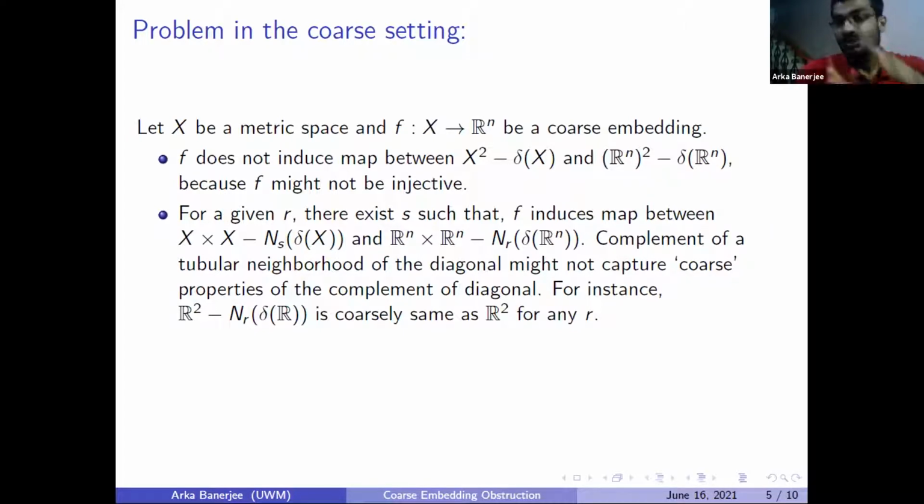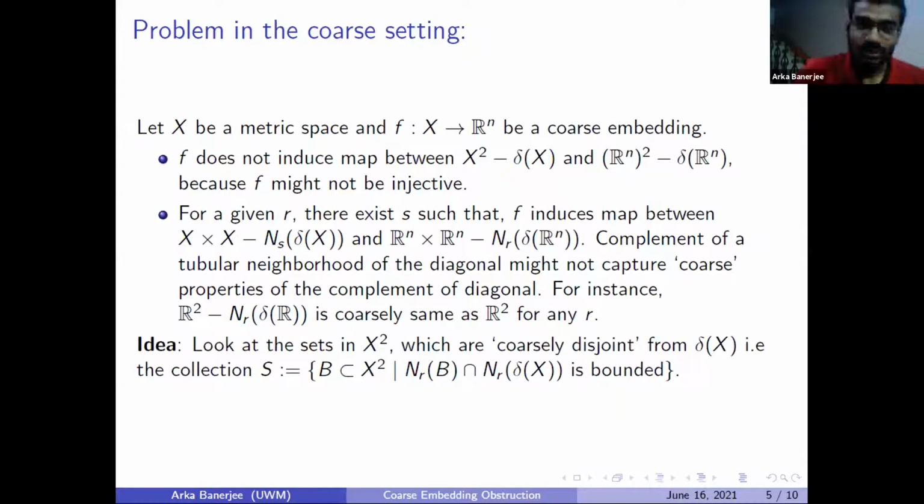But that was really different in the topological setting, right? When you delete a diagonal in the topological setting, you have a nice space with non-trivial homology, which gives you nice things. So the problem is, what's the idea to get rid of this?